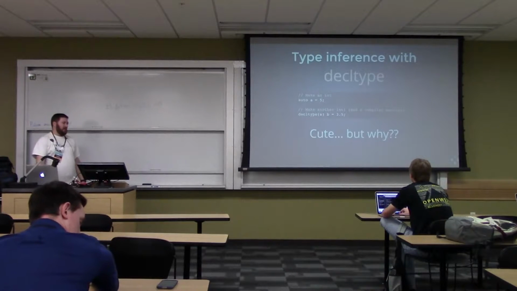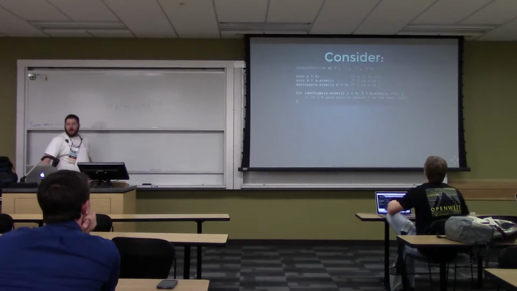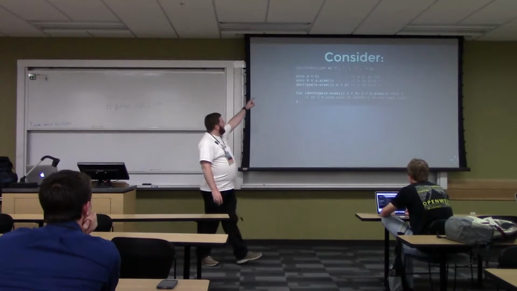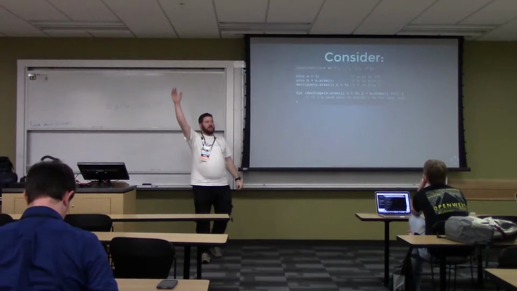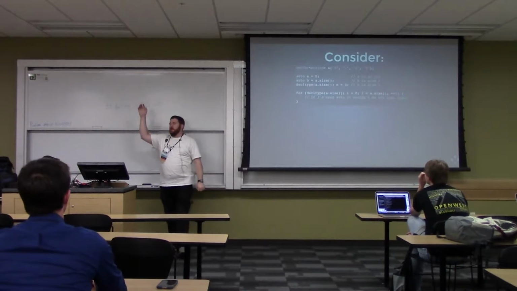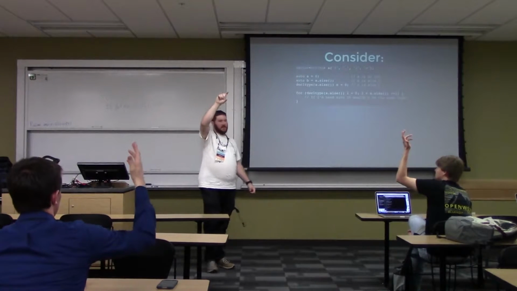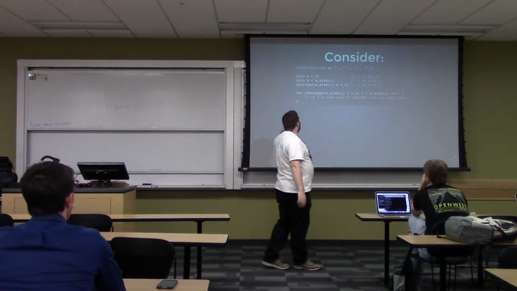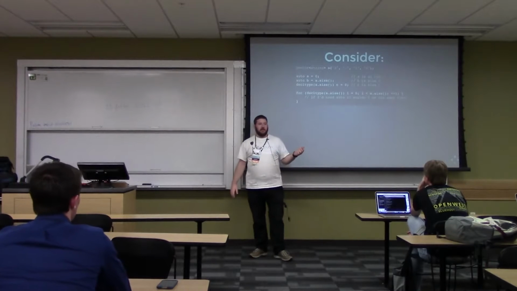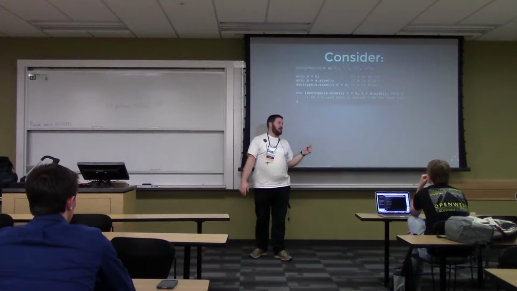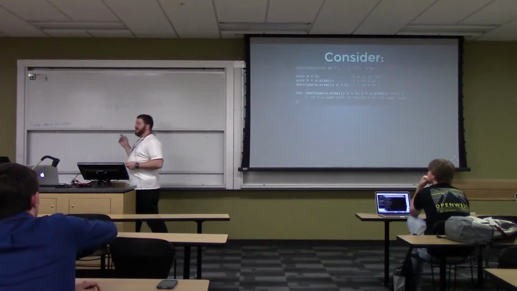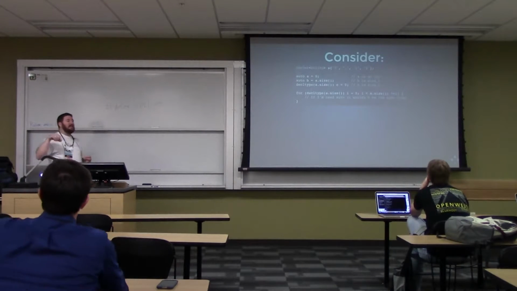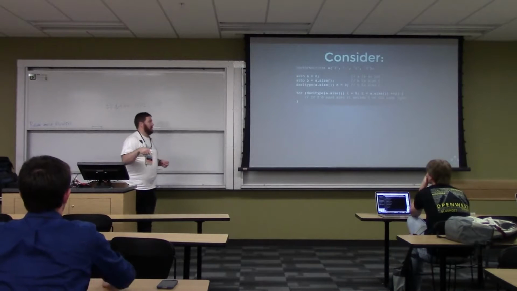Again, cute, but why? Here are some things to consider. If we have a vector of strings, who has done a for loop just iterating through the indexes of a vector, using sub i? What type do you normally use for i as your indexer? If you're using int, you're technically doing it wrong and you could actually have problems, because the type should be size_t. And I've actually had this happen before where I didn't know what type it was and I couldn't get to it.